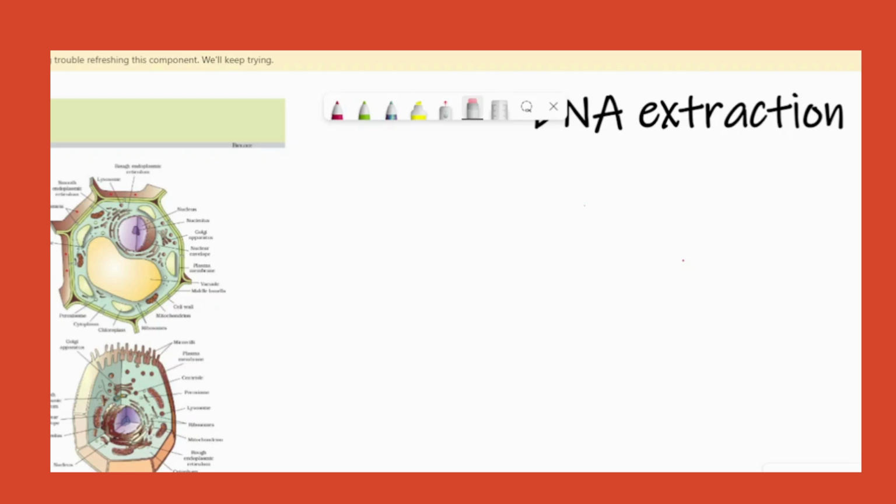I have taken some pictures of a plant cell and an animal cell just to give you an idea of what we're talking about. In the nucleus is your DNA. This is a plant cell, this is your animal cell. In both cases, we have our DNA. In the DNA, there is one part which is of interest to us. However, we are going to take out the entire thing and then isolate our gene.